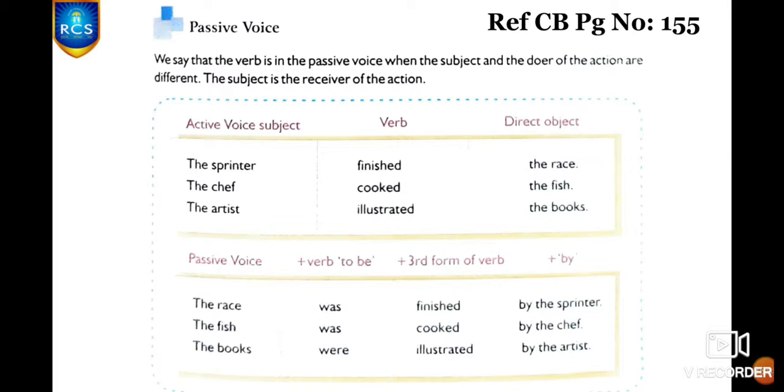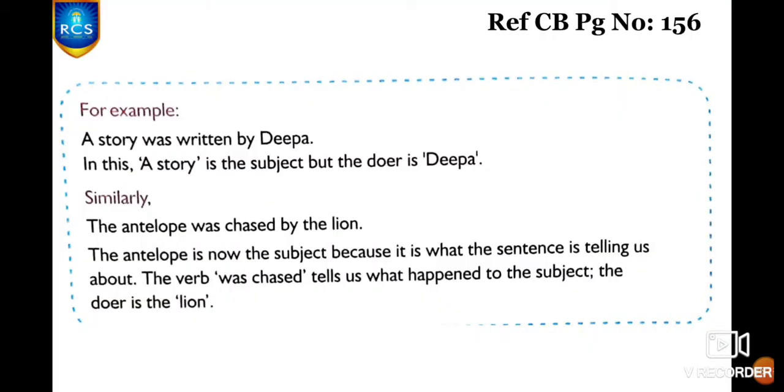Okay. So, these sentences are in passive voice. Now, can you all understand this? For example, a story was written by Deepa. In this, a story is the subject, but the doer of action is Deepa. The antelope was chased by the lion. The antelope is now the subject, but it is what the sentence is telling us about. The verb was chased.